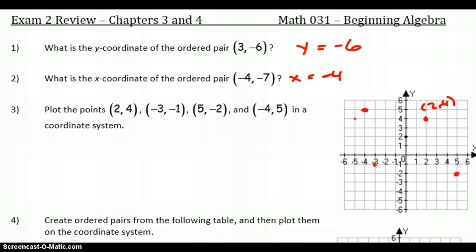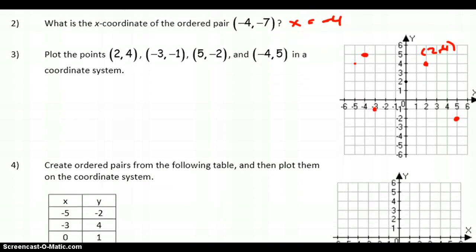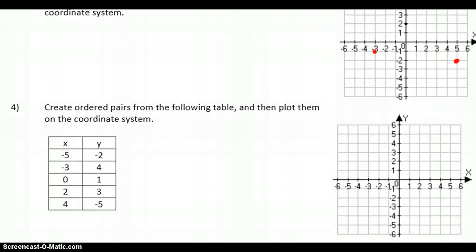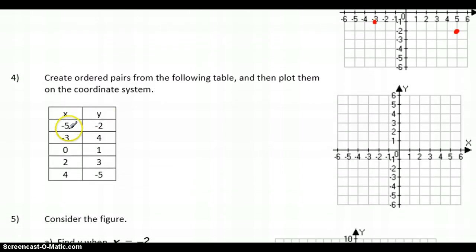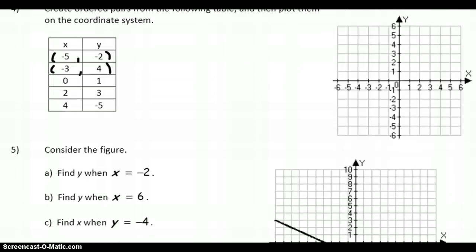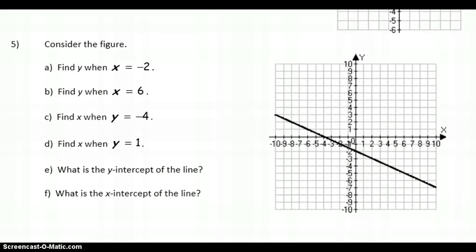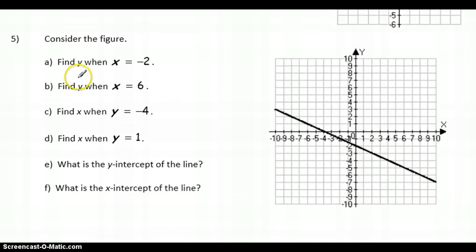Alright. The next example, these ordered pairs are just not organized in a table. I still plot them the same way, so you can imagine these being written as blank, comma, blank in each of these. So I'm just not going to plot these. We've already seen how to plot the ordered pairs. And this one right here, consider this figure, find y when x equals -2. Not a whole lot of work to show here either.